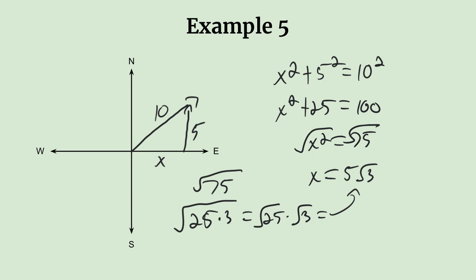This is also a special right triangle. It's our 30, 60, 90s. So how we know that, when you go from the short leg to the hypotenuse, you multiply by 2. Now, when we go from the short leg to the long leg, we multiply by square root 3, which means this would be 30 degrees.